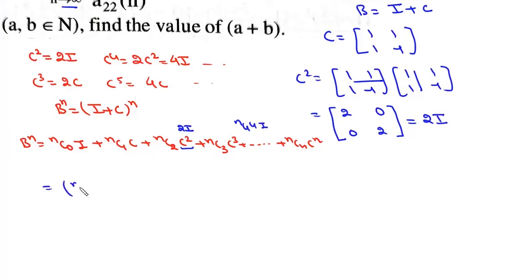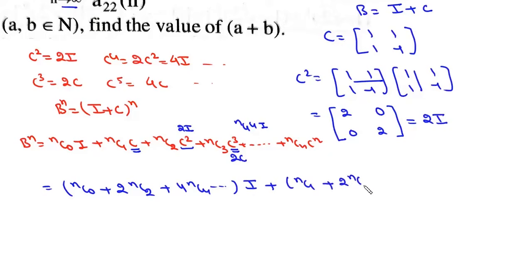So we can write this as nC0 plus 2 into nC2 plus 4 into nC4 into I, and then plus, now this is c, and c cube is 2c, c to the power 5 is 4c, so we can write this as nC1 plus 2 into nC3 plus 4 into nC5, and it will be multiplied with c. Now we need to find the sum of these two series. So this is our first series and this is our second series.